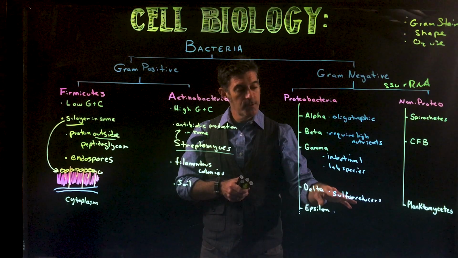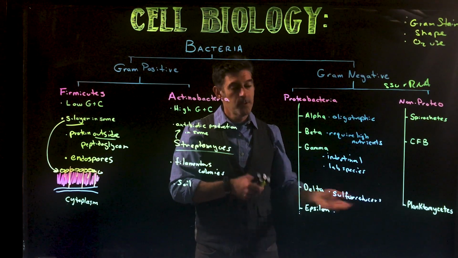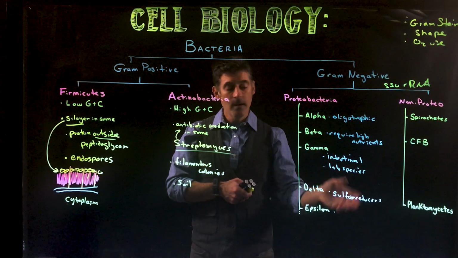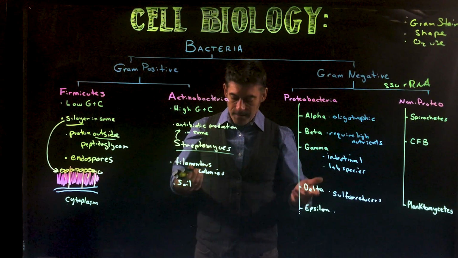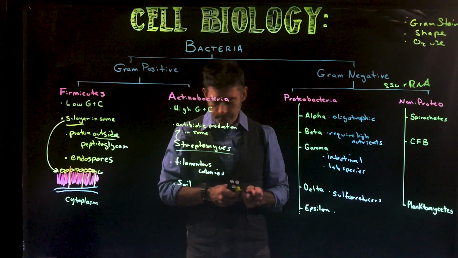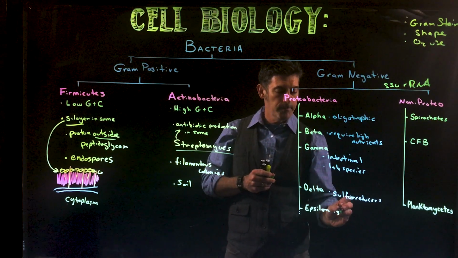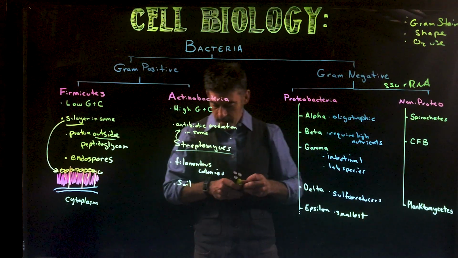Now, sulfur reducers can actually use sulfur instead of oxygen at the end of an electron transport chain. That's kind of where the name comes from. So that's kind of a unique thing. They can live in environments without oxygen or use sulfur and still run those same processes. So that's significant in that way. But there's not a lot of members of that group. And then the epsilon proteobacteria is one of the smallest groups with the least number of members.